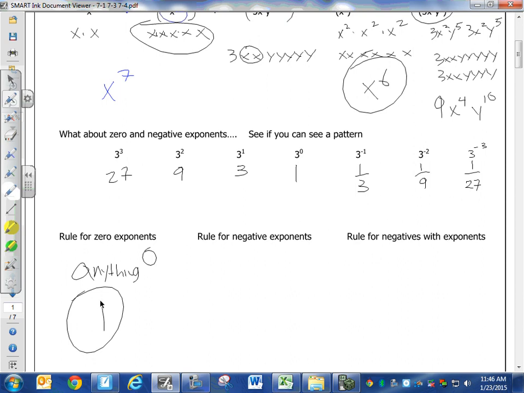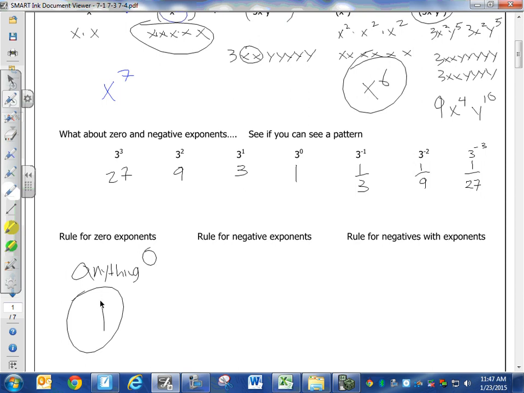Look how it works out. 3 to the first is like 3 times itself. 3 to the 0 is like 3 not being multiplied by itself, but it's almost like, where do you have to start? You got to start with 1, because if you multiply 1 by 3, then you get 3. So 3 to the first is actually starting with a 1 times 3. 3 to the second is 1 times 3 times 3. 3 to the 0, no 3s, just the 1.